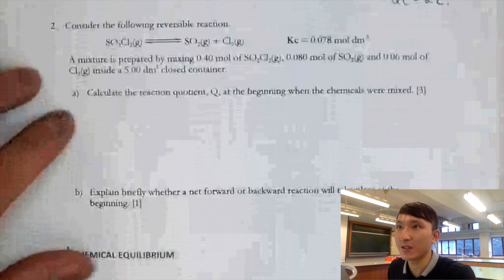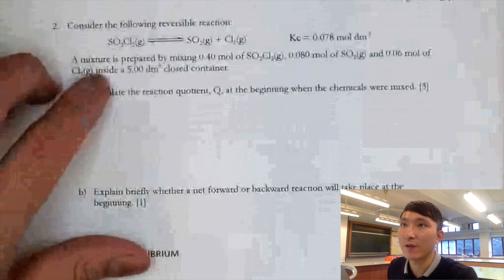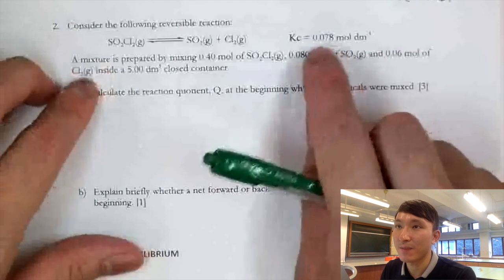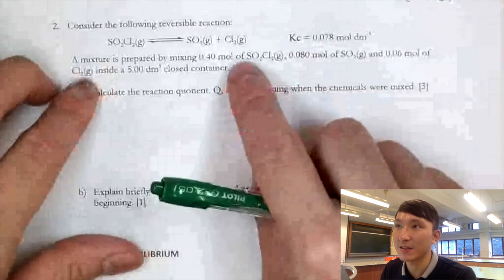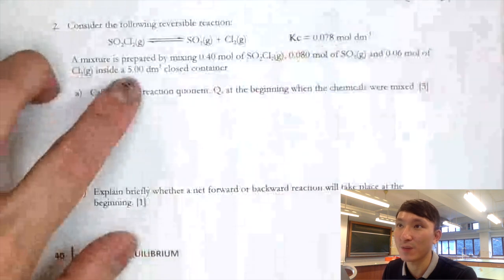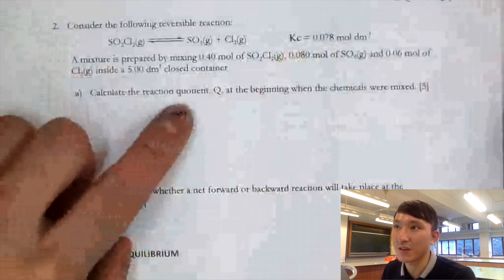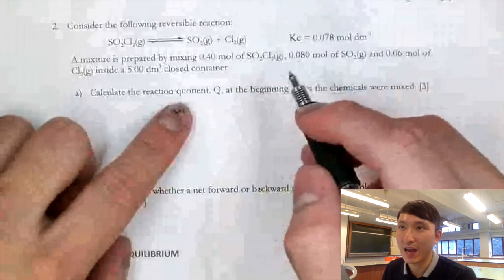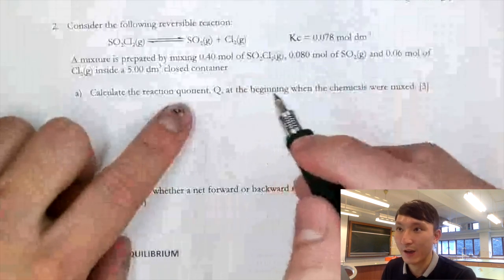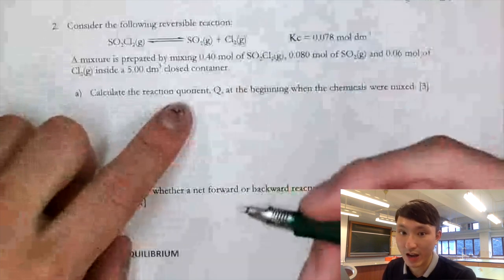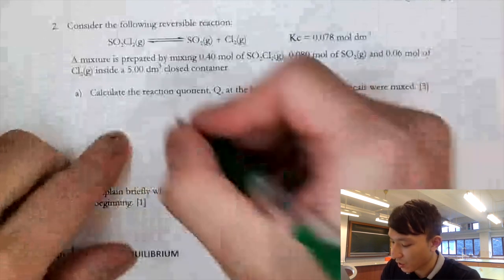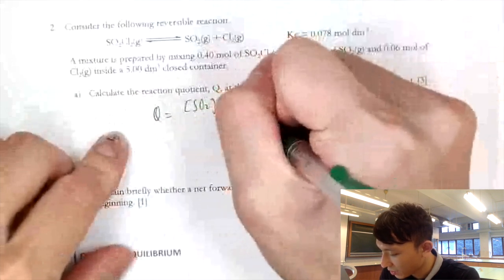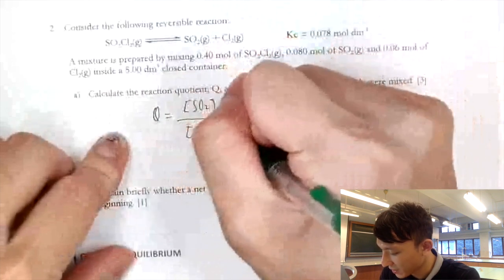Down here, in this question, we are given the Kc, and the mixture is prepared by mixing these in a 5 dm cube container. Calculate the Q when they are mixed. Now this is the situation where we have a non-equilibrium mixture and we have to predict whether the forward or backward reaction goes faster. So Q equals SO2Cl2 over SO2 Cl2.